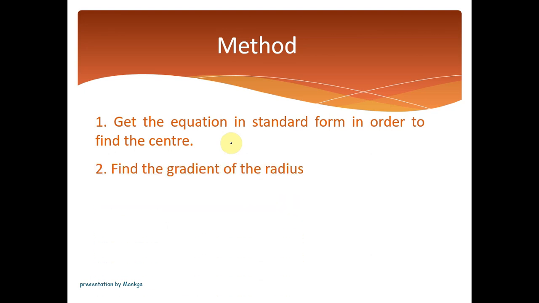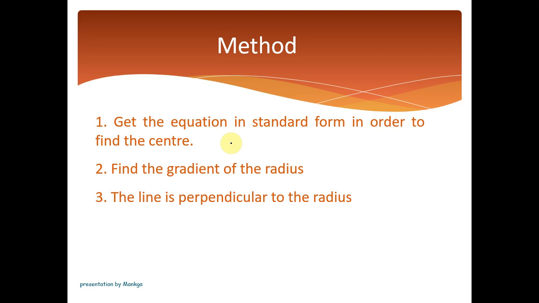Secondly, find the gradient of the radius. To get the gradient of the radius, you must be given two points. Point number 1 is the center of the circle that you calculated. And number 2, on the perpendicular line, which is the tangent, they must give you a point where the tangent touches the circle. You use those points to calculate your gradient.